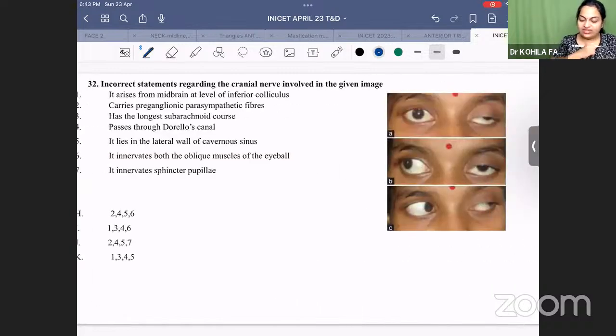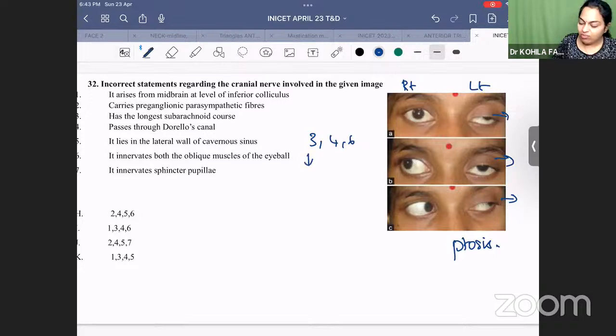What is this? What is the cranial nerve involved here? This is the right eye, this is the left eye. The left eye shows prominent features, and you can easily see the drooping of the eyelid, ptosis. Injury to which cranial nerve will present with drooping? 3, 4, 6. Either. Third.